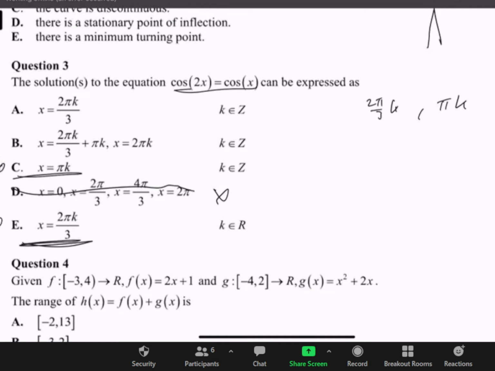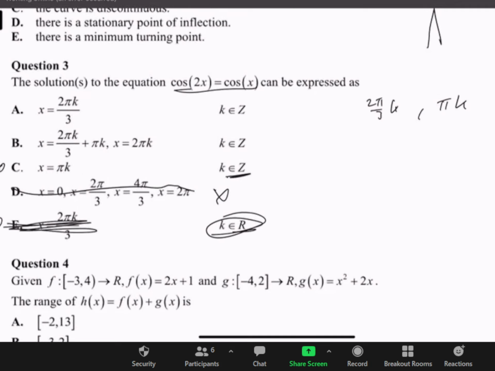But the thing is, what you would do is you would get rid of the ones that are obviously wrong. So it can't be E because k is a member of the reals. So one way to get rid of it is because k always has to be an integer. Not always, but in general solutions, usually it is. So you can get rid of E by looking at it like that.